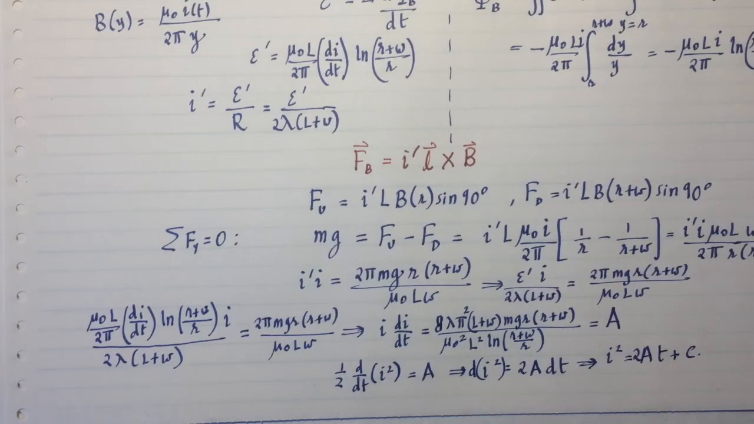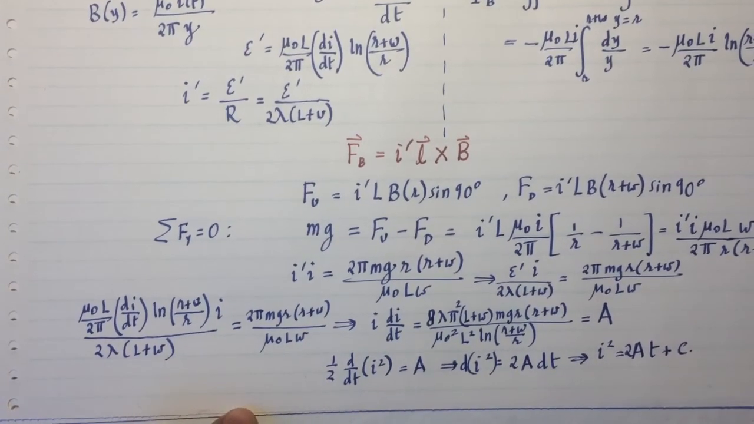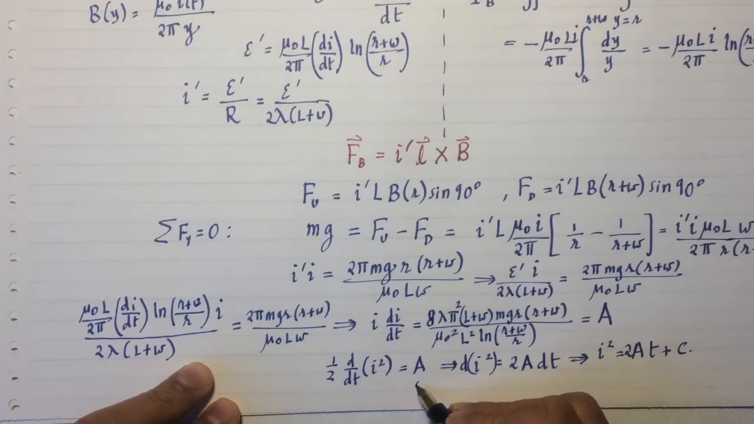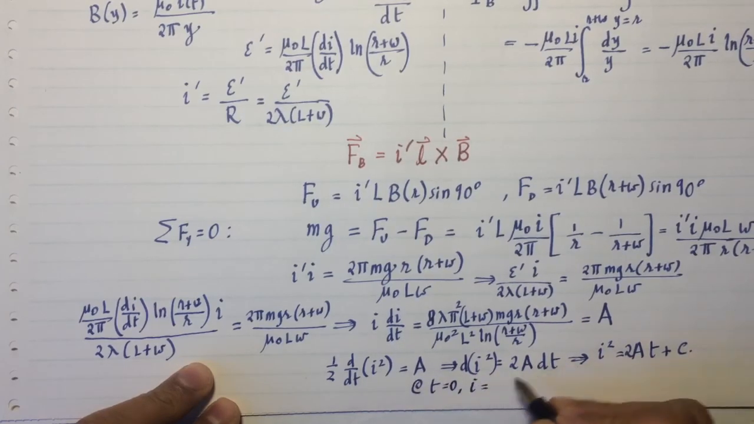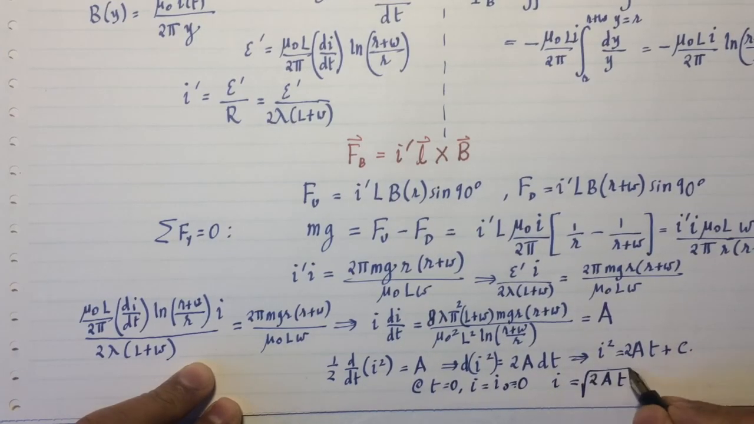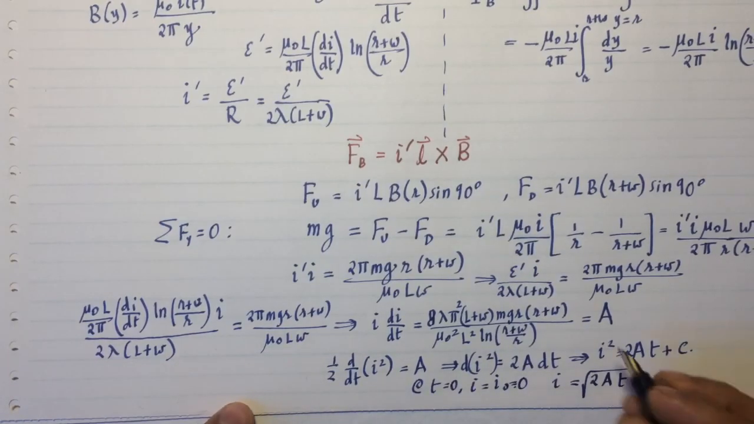Well, at time t equals 0, I can take my current to be 0, so the constant can be taken to be 0. Okay, so at time t equal to 0, the current is, well, let's say it's I naught. I don't want to make it 0. So at t equals 0, let's say the current I equals I naught. When t equals 0, if I equals I naught, then that's going to be I naught squared. So C is I naught squared. So I'm going to get the current I is equal to the square root of 2At plus I naught squared. And that's the function where A is this monster that satisfies this problem. So I've solved this problem.